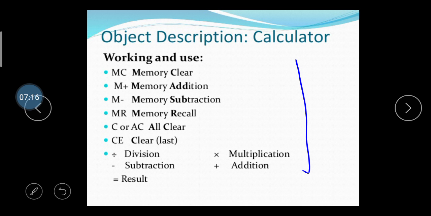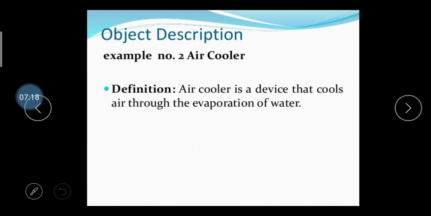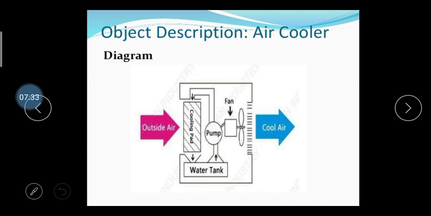Then example number 2 is the air cooler. What is the air cooler? What is the meaning of air cooler? An air cooler is a device that cools air through the evaporation of water. Okay, so here is the diagram of the air cooler.